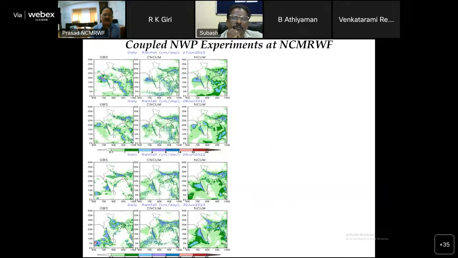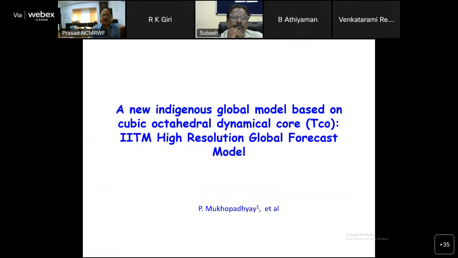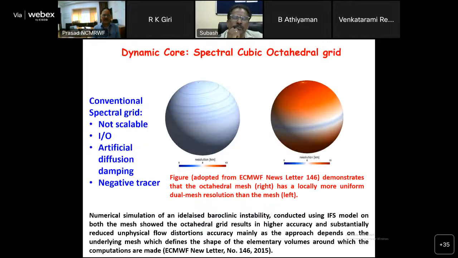The other phase is in India. At IITM, a new global model has been developed using the TCO dynamical core, which has been taken from ECMWF, based on the ECMWF type of grids.